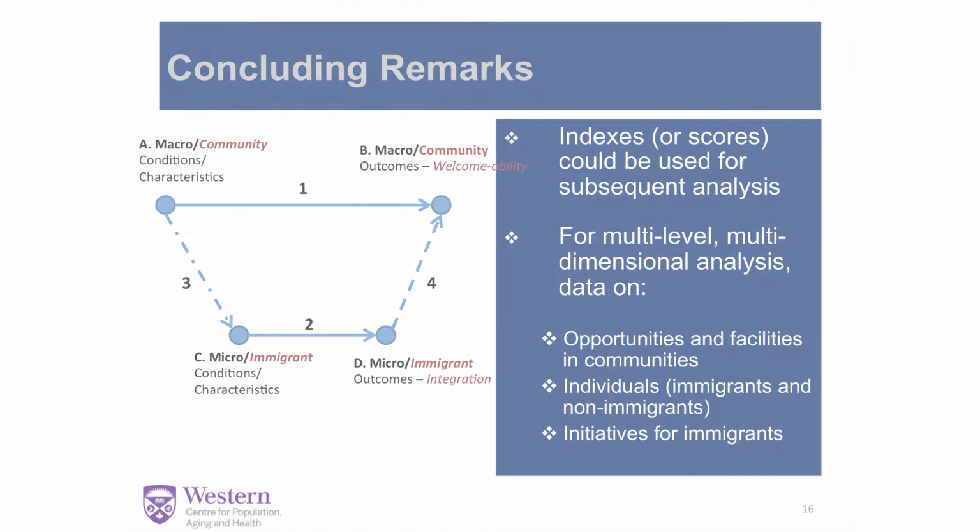This would be the type of analysis that could examine whether initiatives such as local immigration partnerships and settlement services are the bridges that connect the various opportunities in the communities, that is the macro, to the newcomers or the micro level. Thus, a comprehensive macro-micro analysis of integration of immigrants would require for each community information on opportunities and facilities, how well individuals are doing in the various domains, and data on initiatives for immigrants being undertaken in the communities.